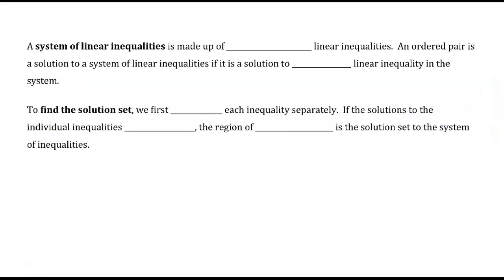A system of linear inequalities is made up of two or more linear inequalities. An ordered pair is a solution to a system of linear inequalities if it is a solution to each linear inequality in the system. To find the solution set, we will first graph each linear inequality in the system, and we'll do that separately. Then, if the solutions to the individual inequalities intersect, the region of intersection is the solution set to the system of inequalities.